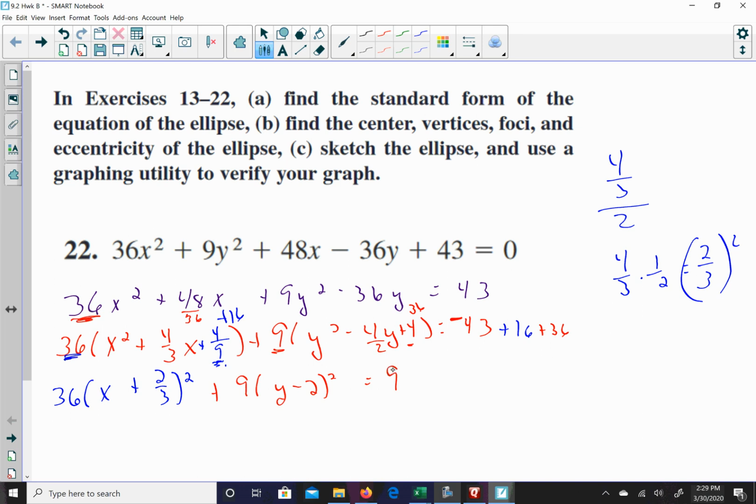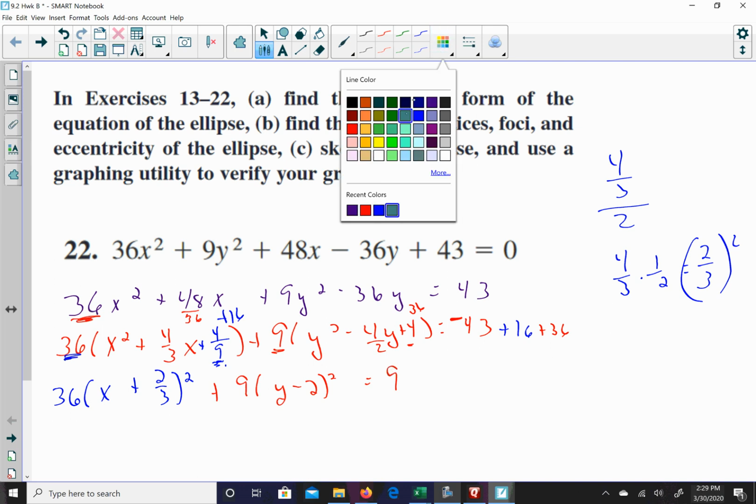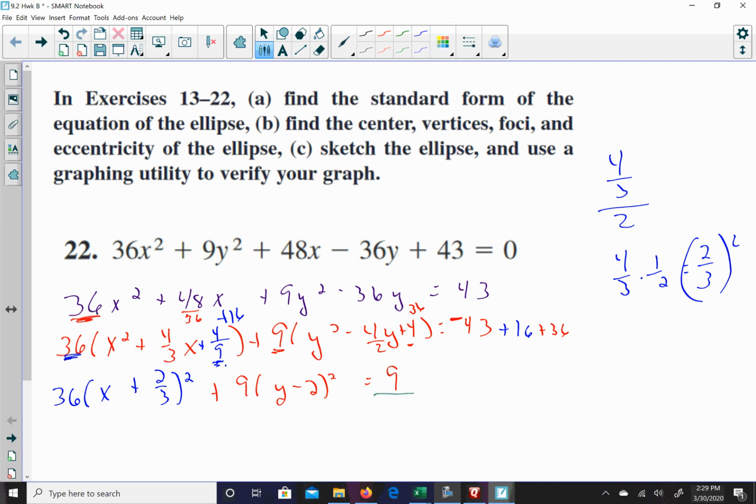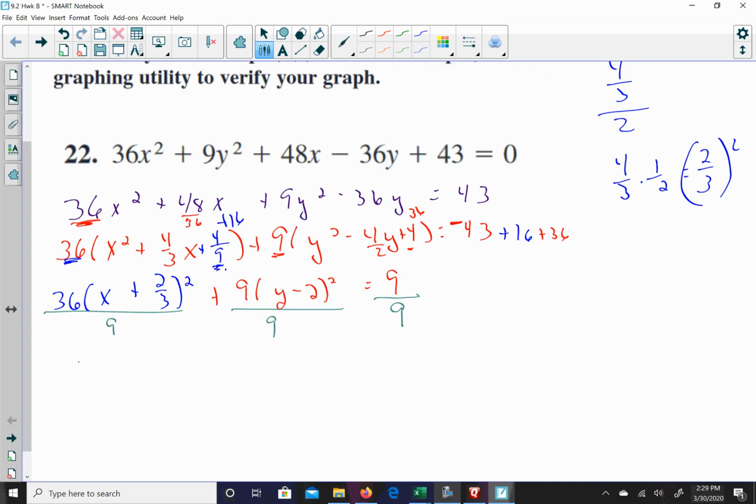Now, every single ellipse that we've talked about has always been set equal to 1. So to make this equal to 1, I'd have to divide everything by 9. So I'm dividing everything by 9. And when I do that, I'm going to end up with 4 times the quantity of x plus 2/3 squared plus y minus 2 squared is equal to 1.